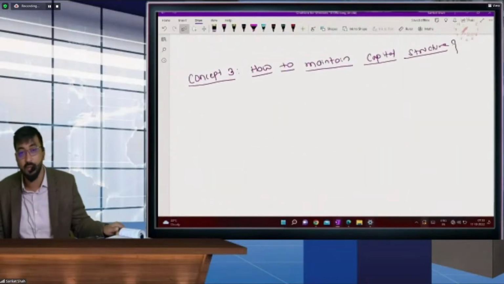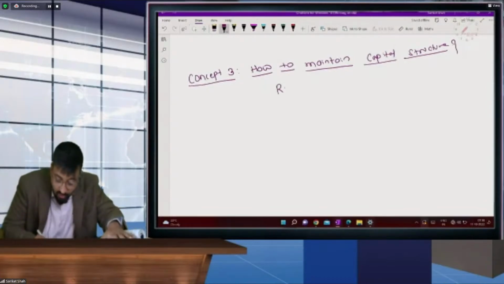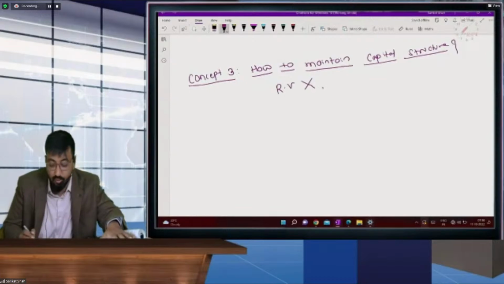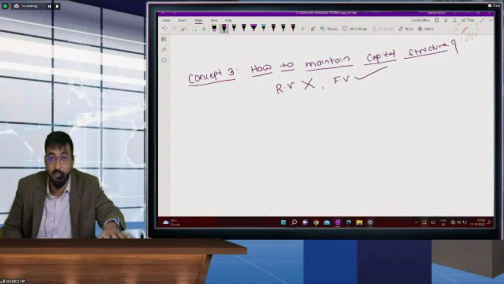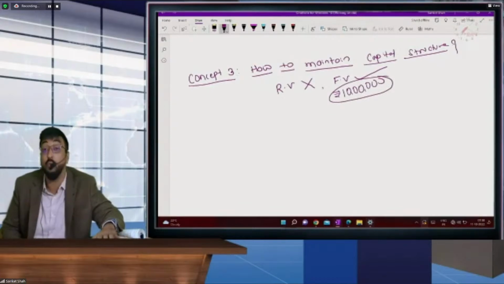Okay, so concept number 3, tell me quickly: how to maintain your capital structure. See, while maintaining your capital structure, redemption value is not important. Face value of preference share capital is important. So in our case, assume this is 10 lakhs rupees. So you have to maintain the face value. You have to maintain your capital structure.